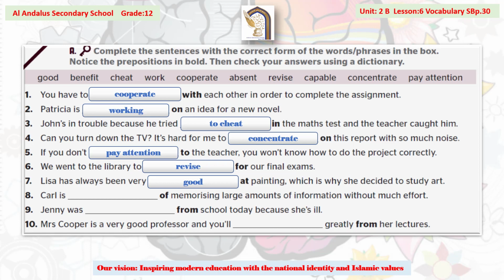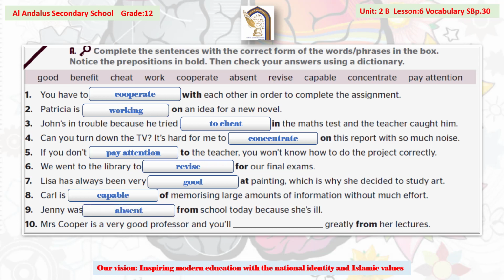Number 8: Carl is of memorizing large amounts of information without much effort. So Carl is capable of memorizing large amounts of information without much effort. This is an amazing answer. Thank you very much. I'm really grateful for your response and your participation. Number 9: Jenny was from school today because she's ill. If she is ill, it's natural that she was absent from school.